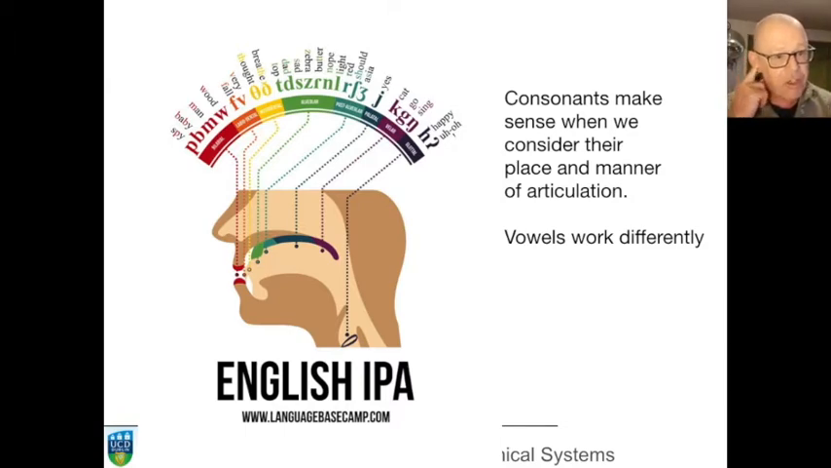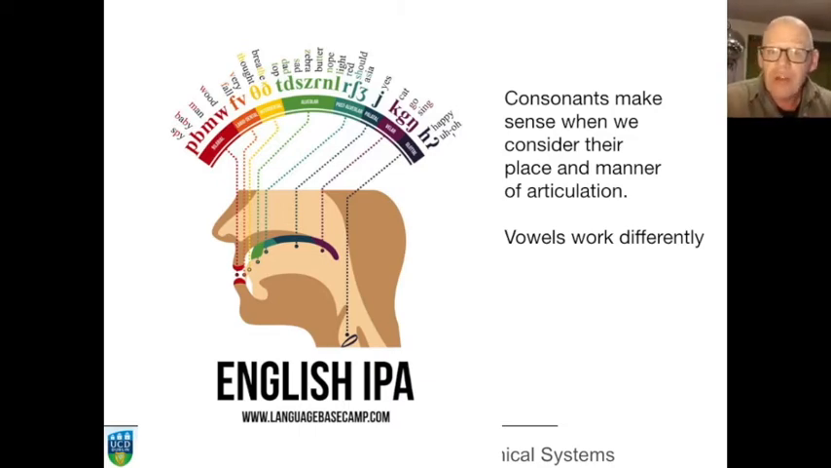So looking at the first four, p and b are very, very similar. They're distinguished in that one of them, p, exclusively has its sound coming from this constriction, whereas b involves the vocal folds, which we call voicing. So many consonantal sounds in every language will exhibit this alternation, p, b, t, d, k, g.